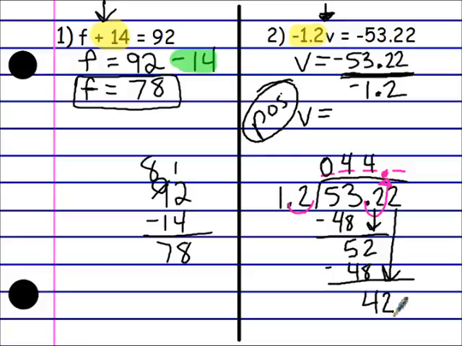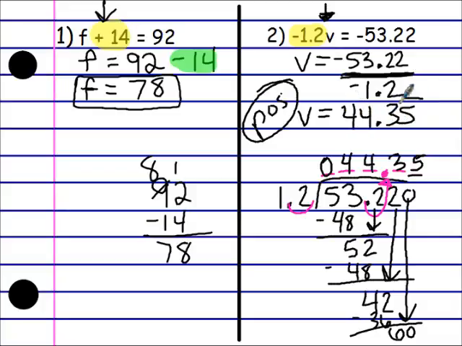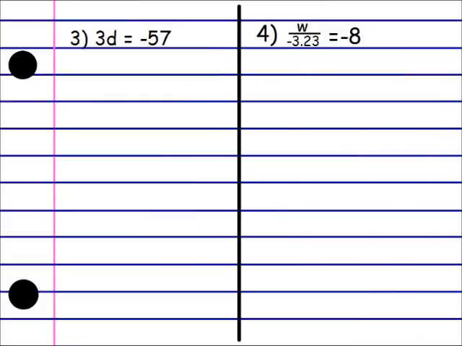12 will go into 42 3 times, which is 36. Subtract and get 6. Bring down a 0. And 12 will go into 60 5 times. We have v is equal to 44 and 35 hundredths. Now let's get some more practice.